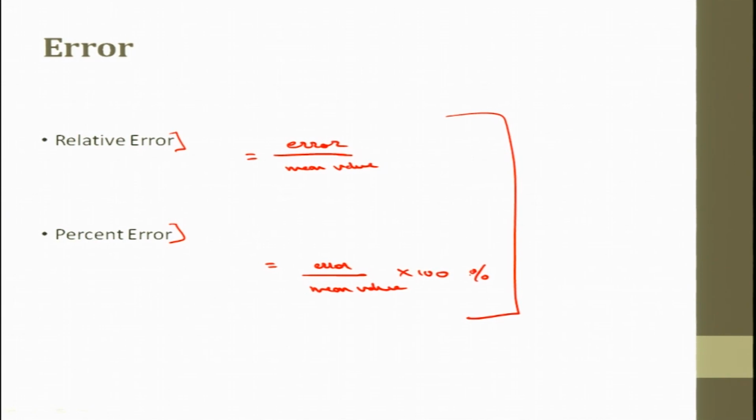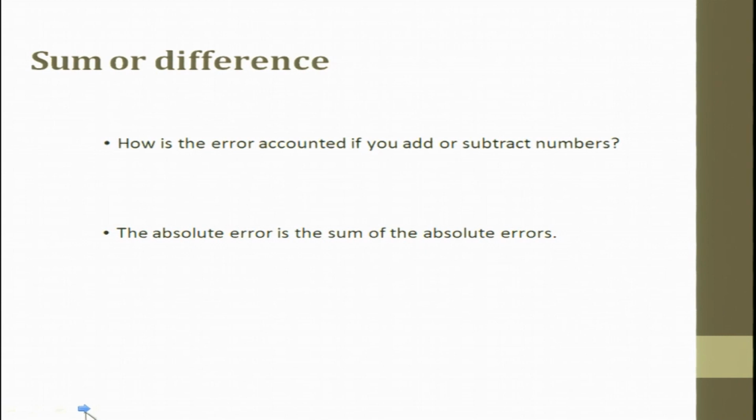So what we have, we actually do not have the true value. We just know there is some true value, and the data which we are generating is the estimate of the true value. So that estimate we need to work on. So error has certain properties, the sum or difference.